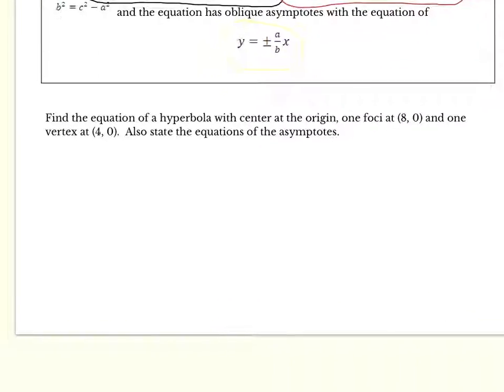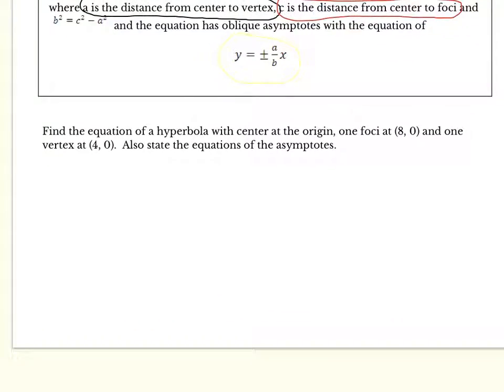So let's look at an example. Find the equation of a hyperbola with a center at the origin, one foci at (8, 0), and one vertex at (4, 0). Also state the equations of the asymptotes. Okay?